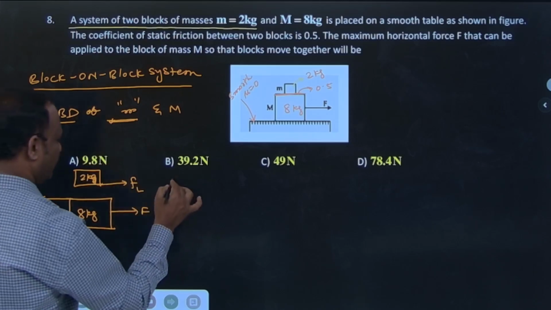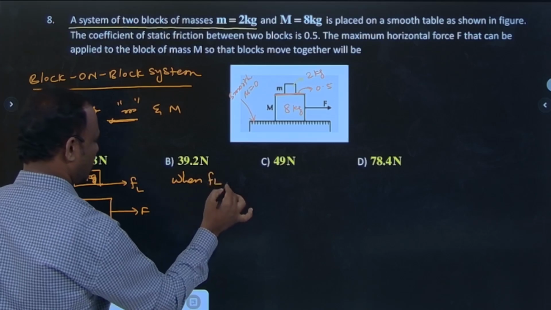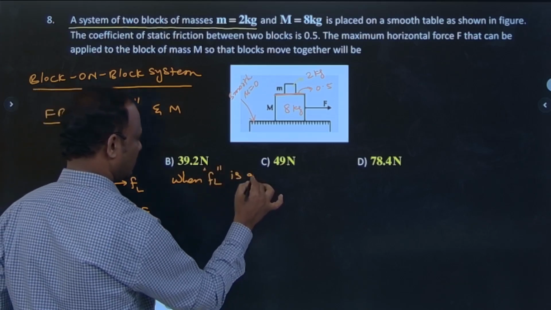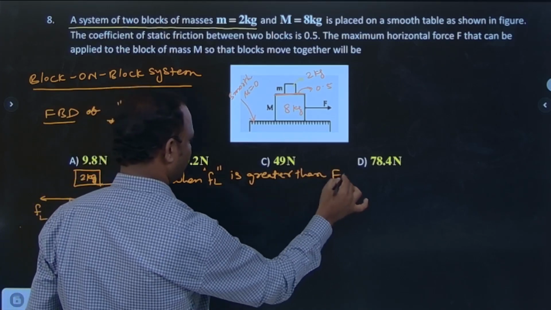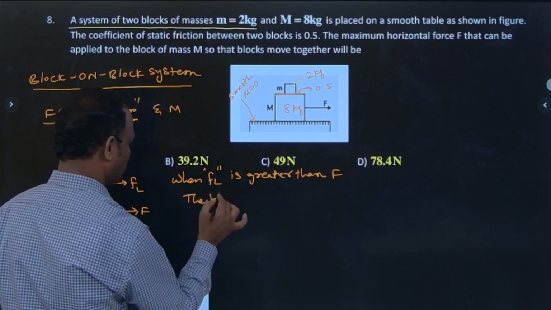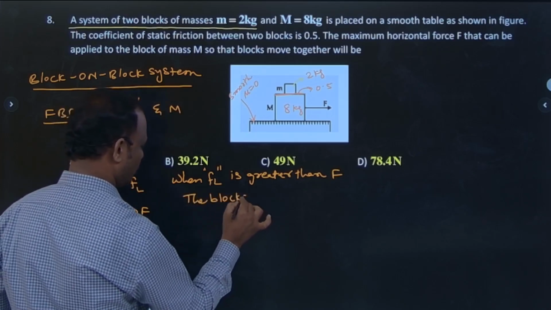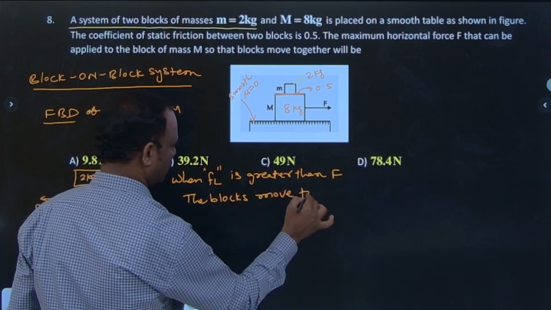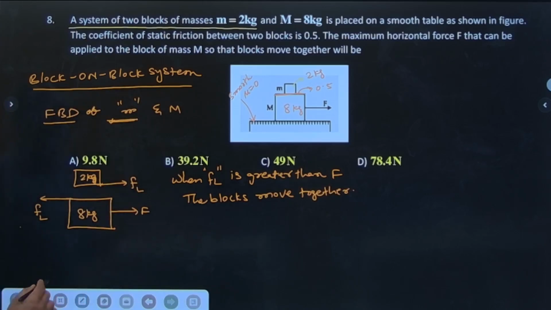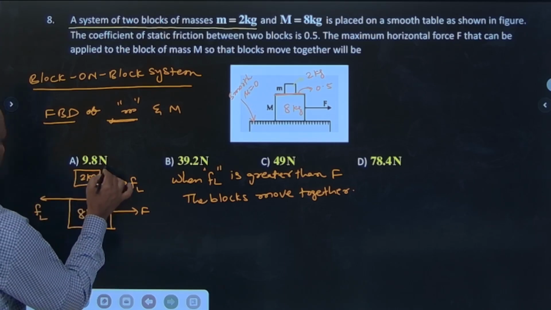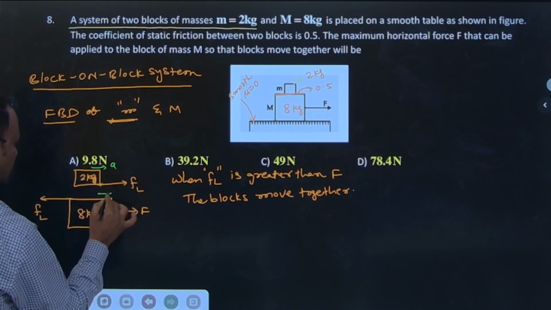Okay. So when FL is greater than capital F, the blocks move together. Yes. So now I'm taking this. If I speak about its acceleration, moving together means what? Both of them moving together means they have the same acceleration, right? Same acceleration means its acceleration is a, and its acceleration also is a.